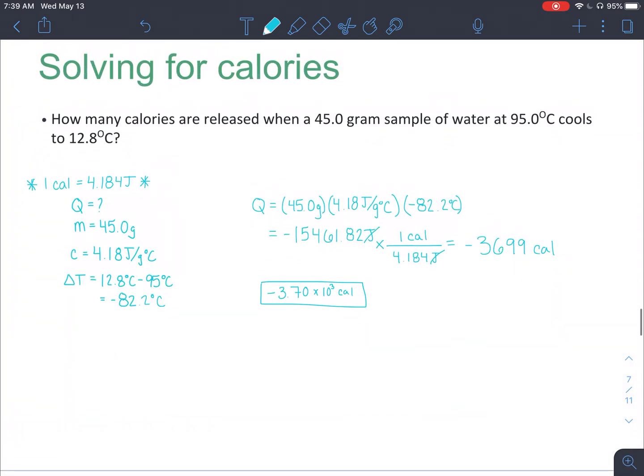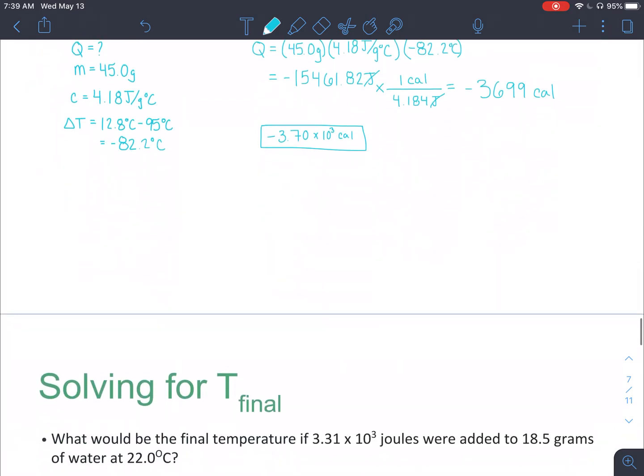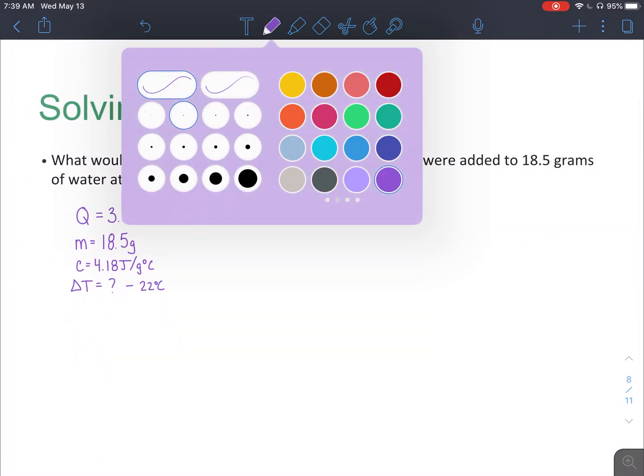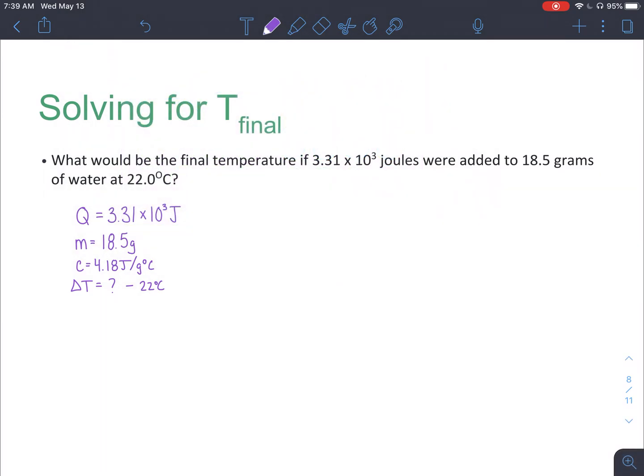All right, let's move on. Okay, so solving for final temperature. And how we go about this problem is almost the exact same as how you would solve for initial temperature. Once we get to the very end of the calculation is when you'll see the difference between solving for initial and final.